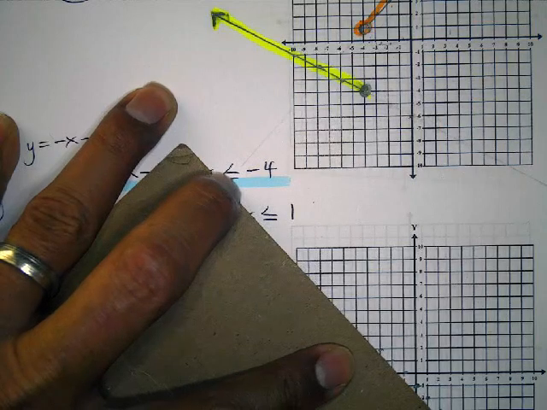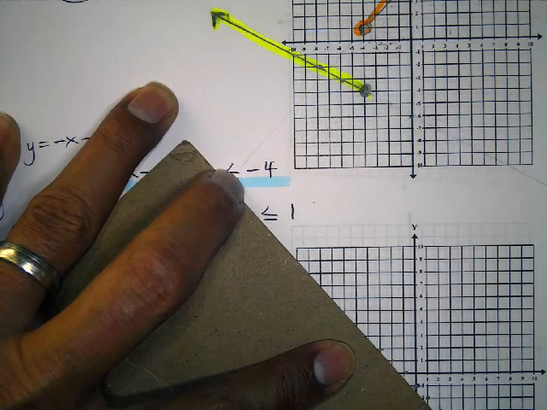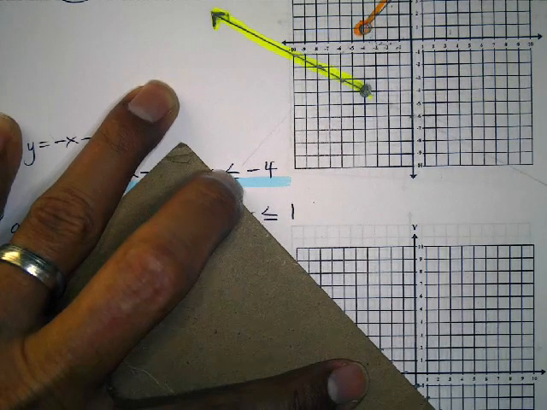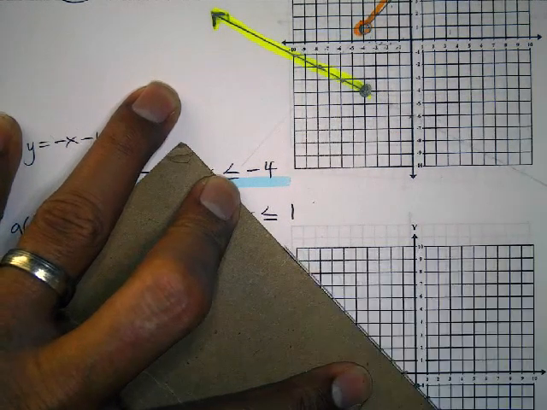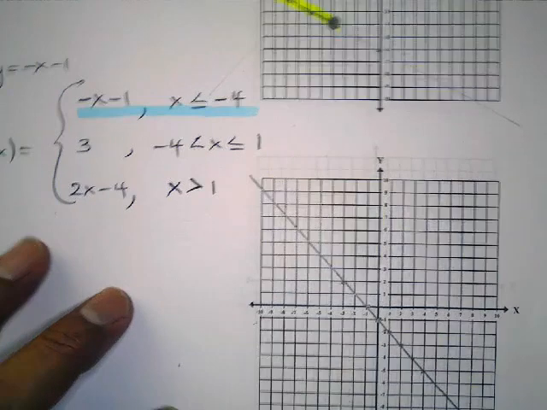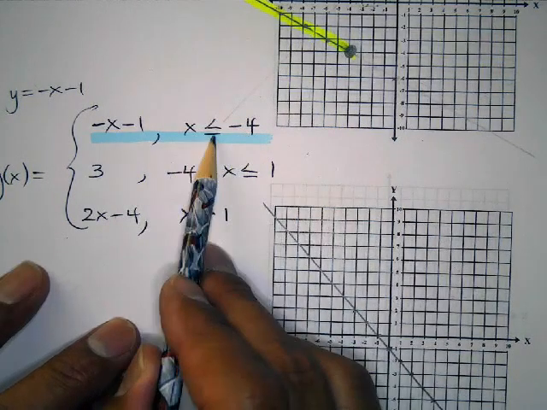So the graph of this top one is kind of steep. It looks like this. All right, let me do it lightly. You're going to graph the whole thing.